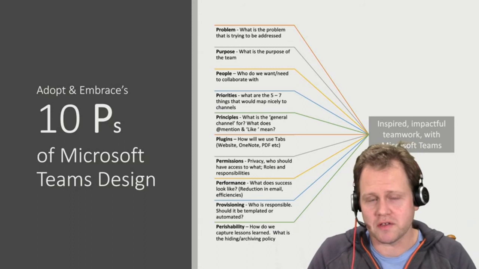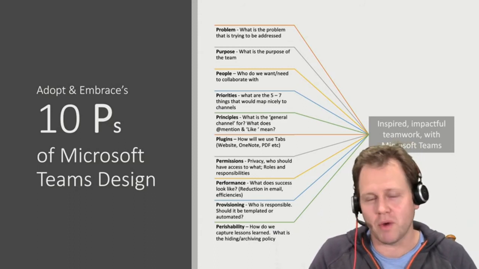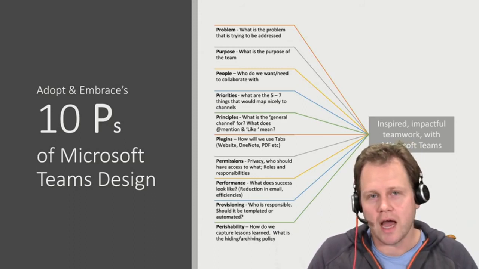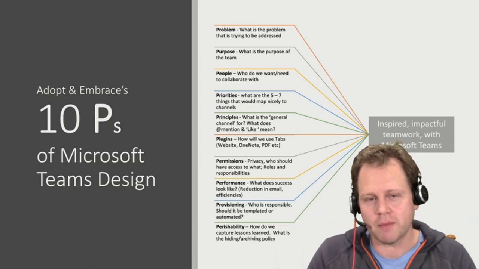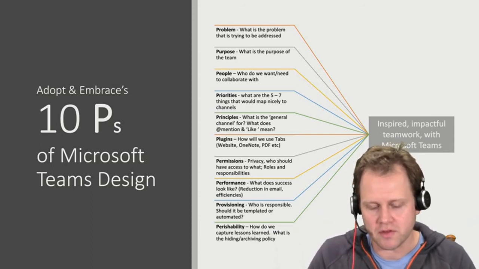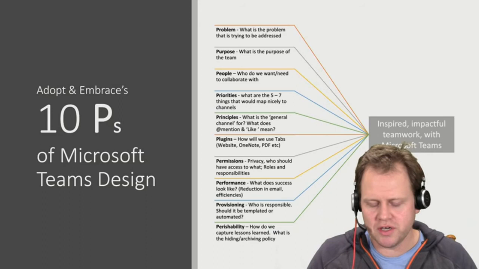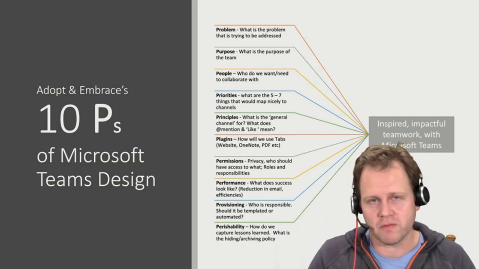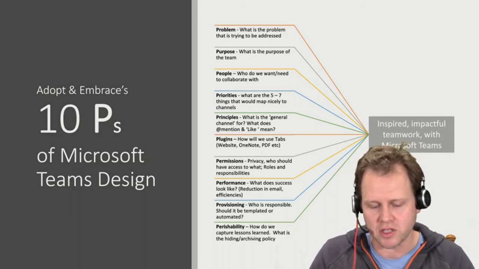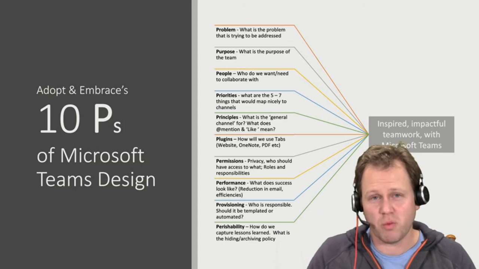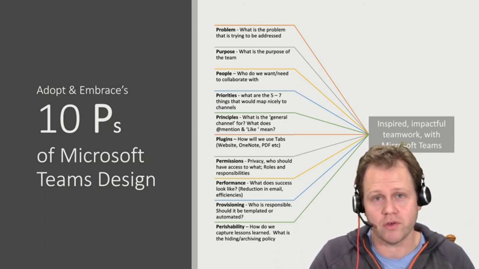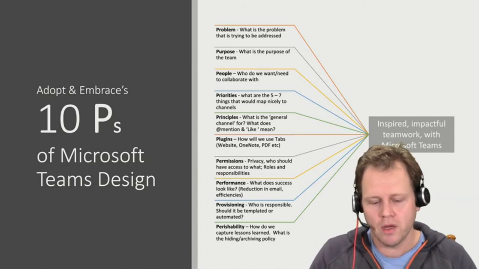Plugins, how are we going to use the tabs, particularly that website tab, maybe the OneNote tab for shared meeting notes, and the browser tab as well, and Excel, sorry, as well. Permissions, like who should have access to what, and what are the roles and responsibilities of the team owner versus team members, etc. In terms of performance, what does success look like and how are we going to measure that? Thinking from both a professional point of view and a personal point of view as well.